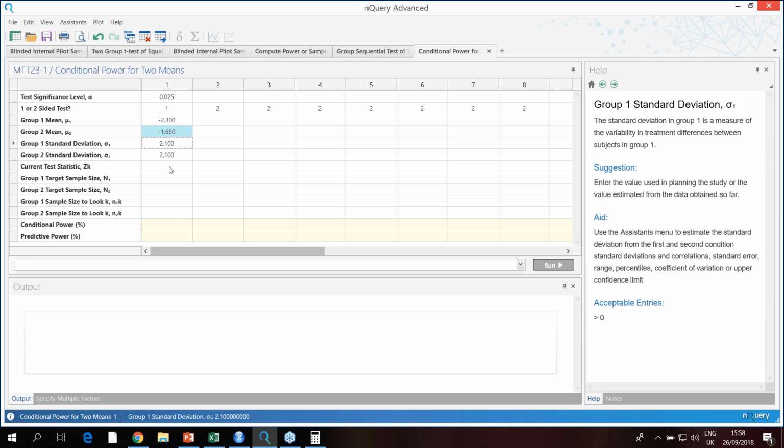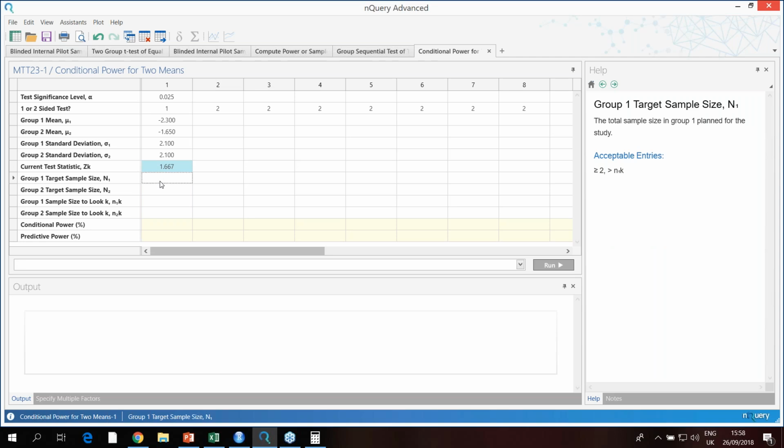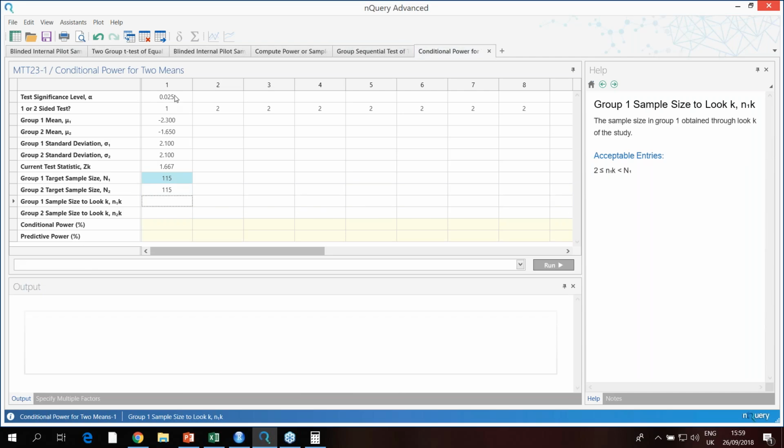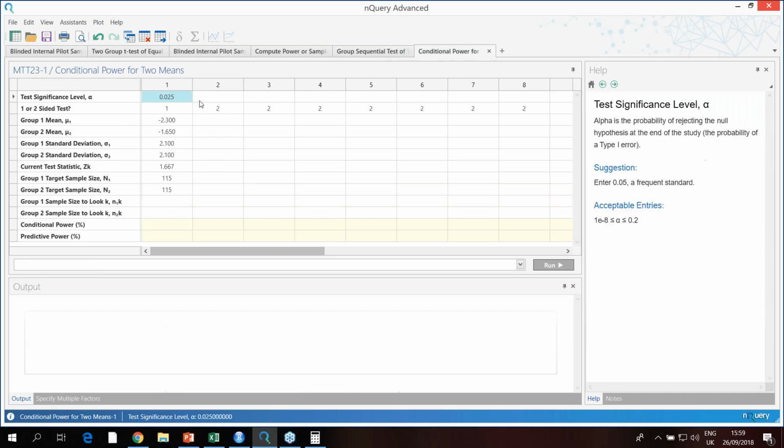And then that translates into a z statistic. We can easily calculate that. It's just the difference divided by the standard error. To save time, I'm just going to say that was approximately 1.667. Then we know what our target sample size was in each group: 115 per group. We're inheriting this from our group sequential design previously in column 2. The significance level is the nominal significance level at the final look, which is around 0.0245. You can take that from this table here.